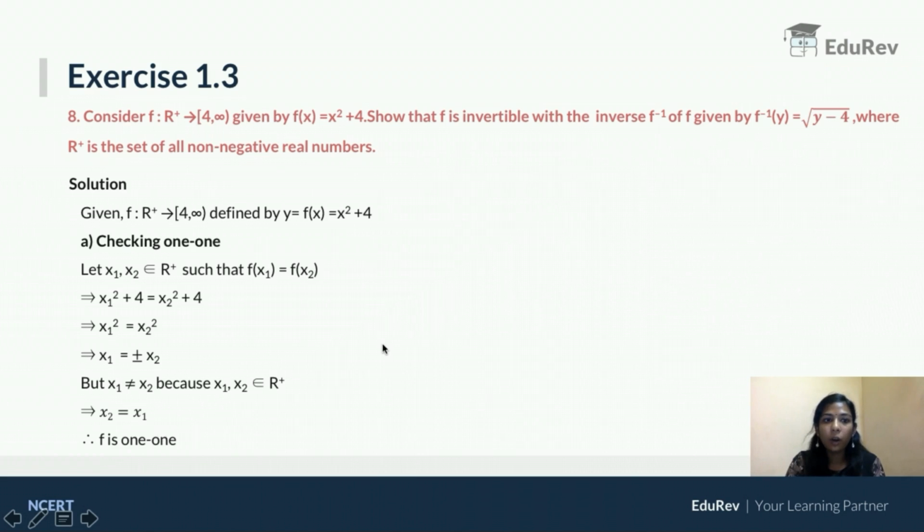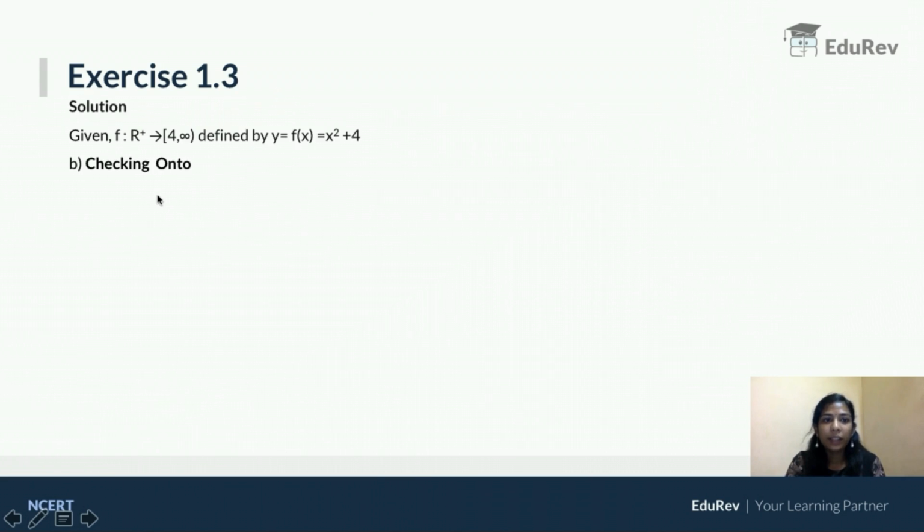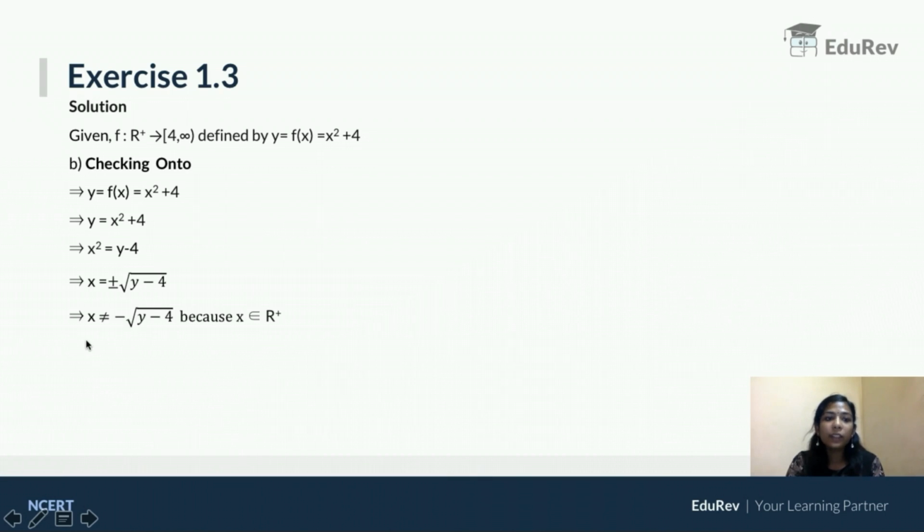Now I'll check for onto. So the condition is same. How do you check for onto? I'll take y is equal to f of x is equal to x square plus 4. I'll check for which values of x, y is not defined. So y is equal to x square plus 4. X square is nothing but y minus 4. X is equal to plus or minus root of y minus 4. But x is not equal to minus root of y minus 4. Why? The value under the square root will always be positive and minus of a positive value will be negative. But x belongs to all positive real numbers. So I am removing this option.